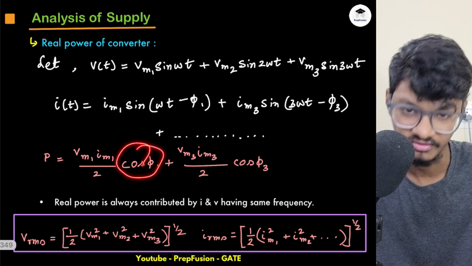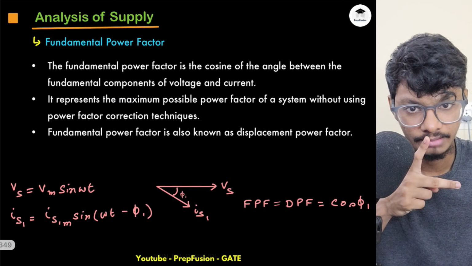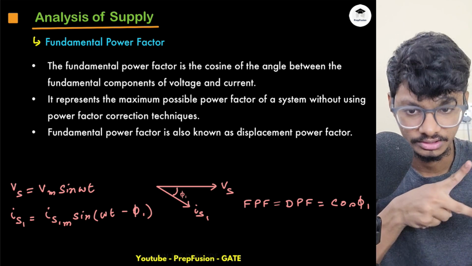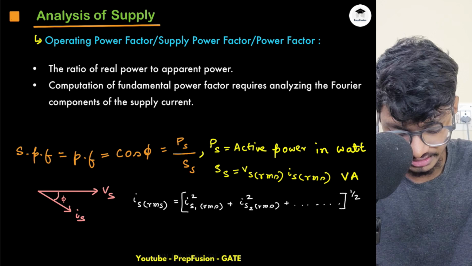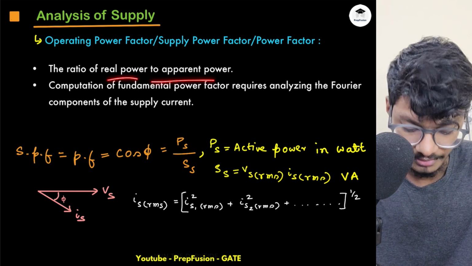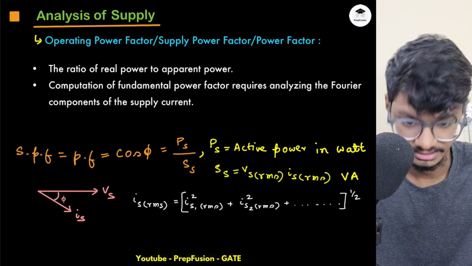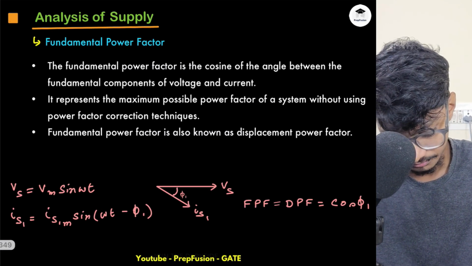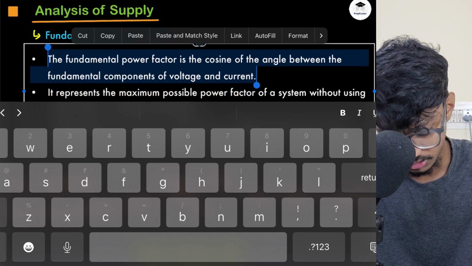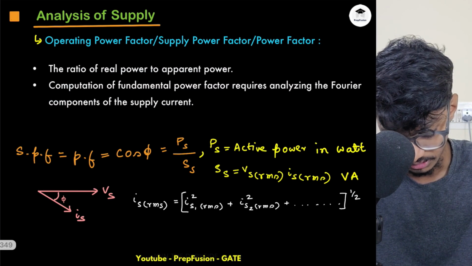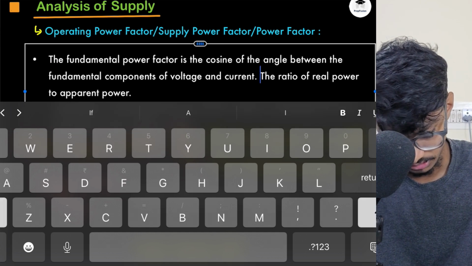This is simply the power factor of this, right? This is the fundamental power factor, the cosine of the angle between the fundamental voltage and current. Okay, now what is operating power factor? Operating power factor is basically the ratio of the real power to the apparent power, and you can say the cosine of the angle between the overall voltage and current. So I will just copy this: cosine of the angle between overall voltage and current, not the fundamental components, overall voltage and current. So just hold on, just paste this over here.